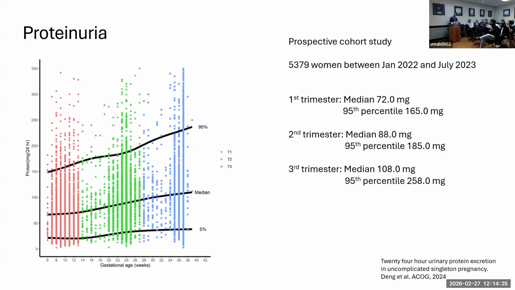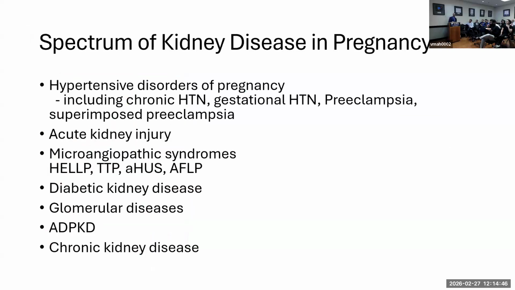Their first trimester median was 72 milligrams and the 95th percentile was 165. By second trimester, the median was 88 and the 95th percentile 185 milligrams. And third trimester, a median of 108 milligrams and a 95th percentile of 258. So their conclusion was that, hey, maybe 300 milligrams is a little bit high. Maybe we should be concerned at a little bit lower than that.